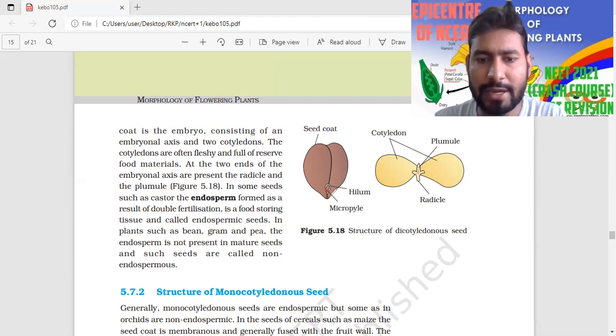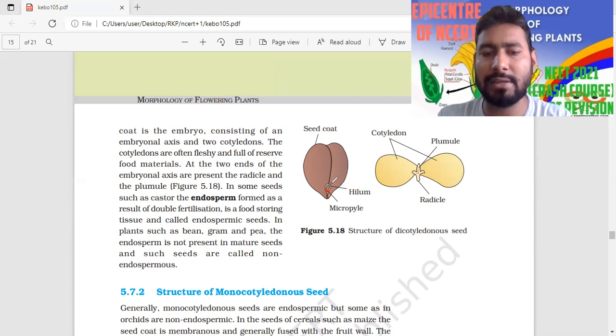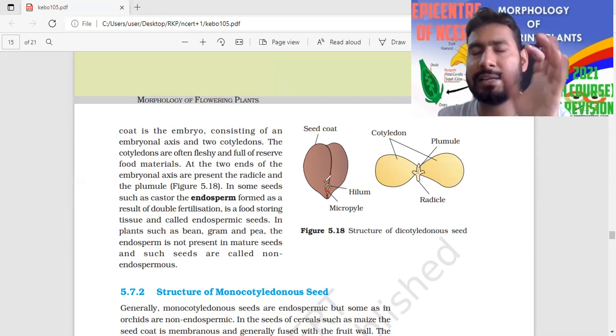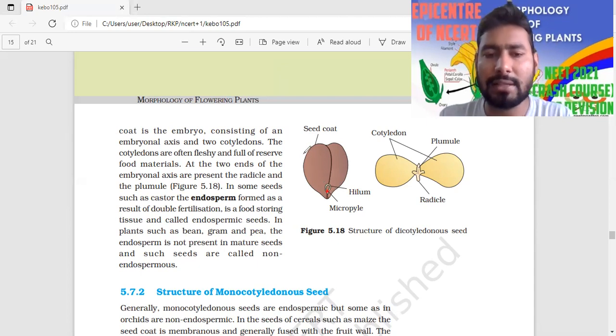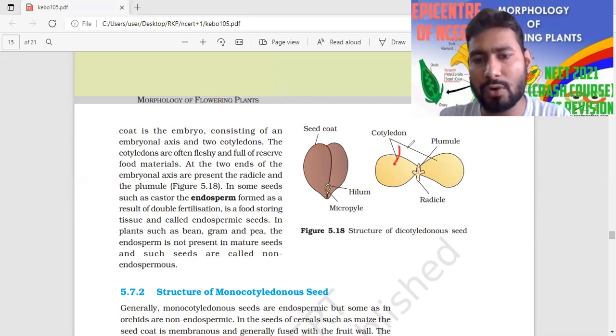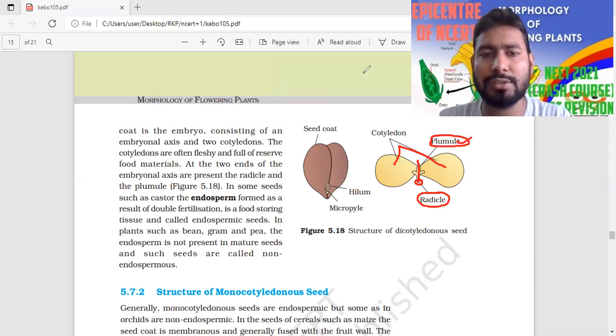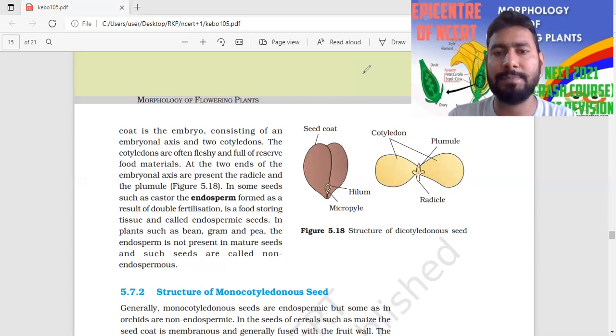This micropyle is involved in the absorption of water as well as oxygen, by which the seed can easily germinate. And this is the seed coat, which we have discussed in detail. And there are two cotyledons, and this is the embryonal axis. At the lower or basal end is the radicle, and at the upper or top end is the plumule. So this is the structure of the dicot seed.